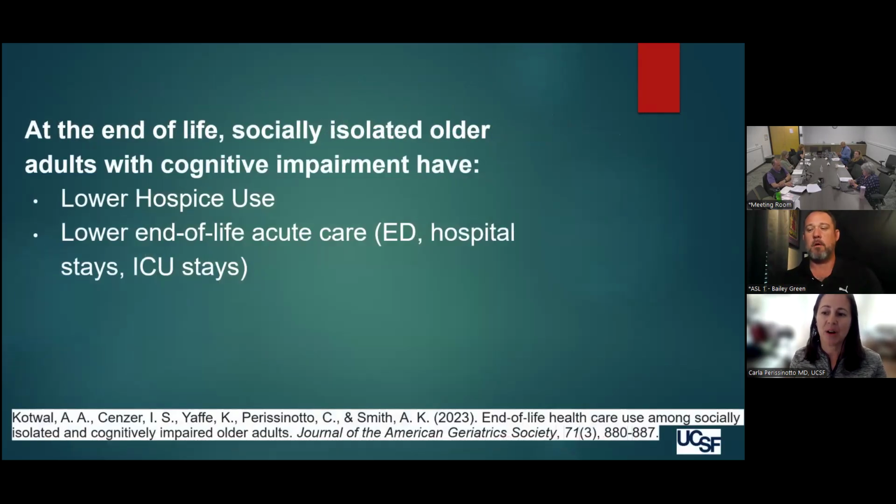Because of this, we also know that people who are socially isolated and have cognitive impairment use hospice less. Some people actually use emergency room less. Oftentimes, we think this is a better thing, not to go to the hospital, but we also wonder, are people not seeking care out when they actually need it?